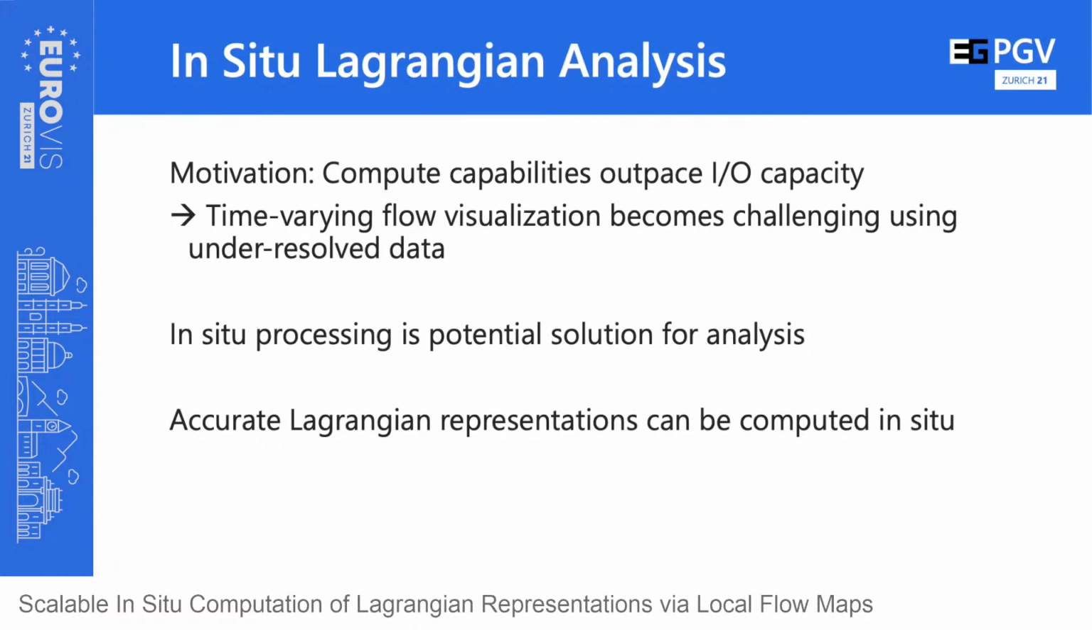This in turn, however, can have adverse impact on post-hoc analysis. And this is particularly true for time-varying flow visualization, where many techniques are integration-based. Now, given the I/O bottleneck challenge, in situ processing is becoming an increasingly important solution to enable analysis of large-scale simulation data, and it offers new opportunities to enable time-varying flow visualization. Specifically, in relation to this talk, Lagrangian representations can be computed accurately using in situ processing by operating on the full spatiotemporal resolution of the simulation data.